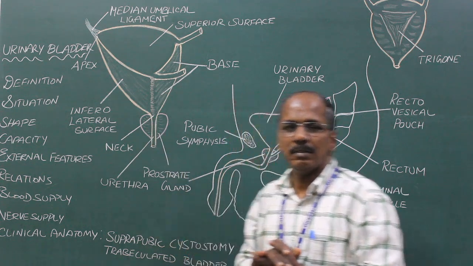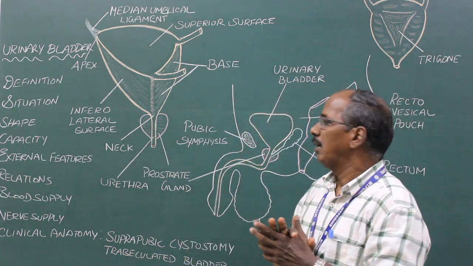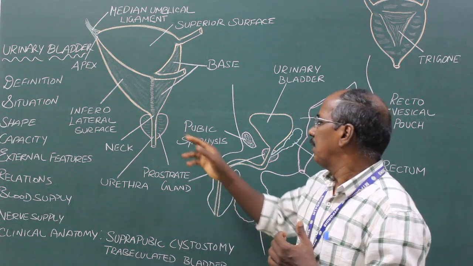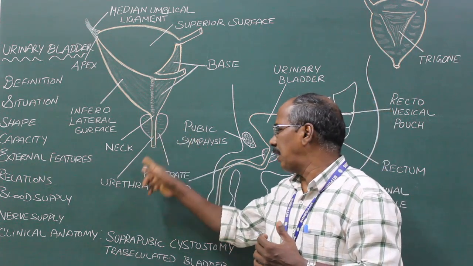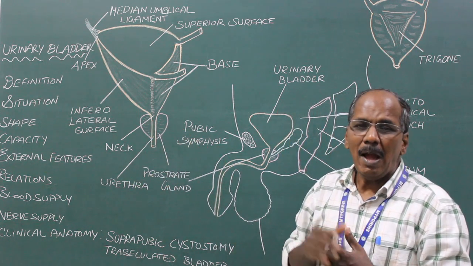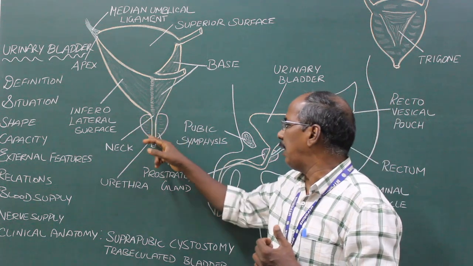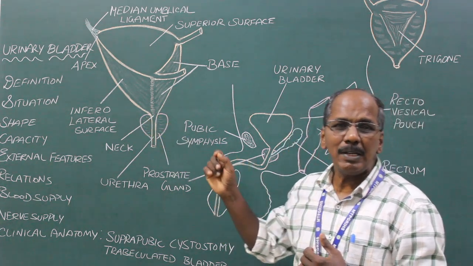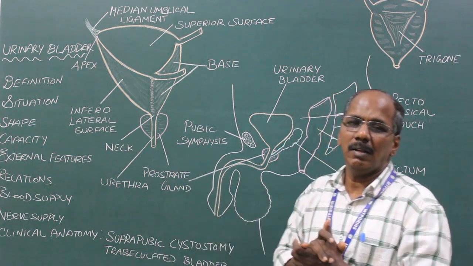Neck: the neck is pierced by the urethra and it is related to the prostate gland in male and urogenital diaphragm in female.